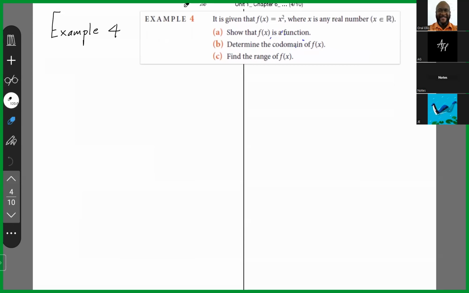Now, example 4 says, if it is given that f of x is equal to x squared, where x is any real number, we're asked to show that f of x is a function. We're to determine the codomain of f of x, and we're to find the range of f of x. All right, so here's how I would go about doing that. I would go about answering this question by first drawing a sketch of the graph.